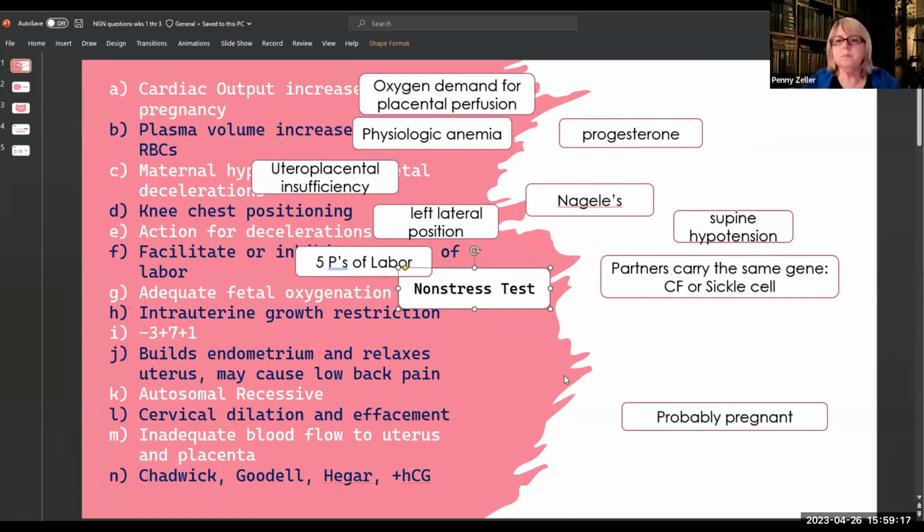Okay. What about intrauterine growth restriction? Supine hypotension. Fine.